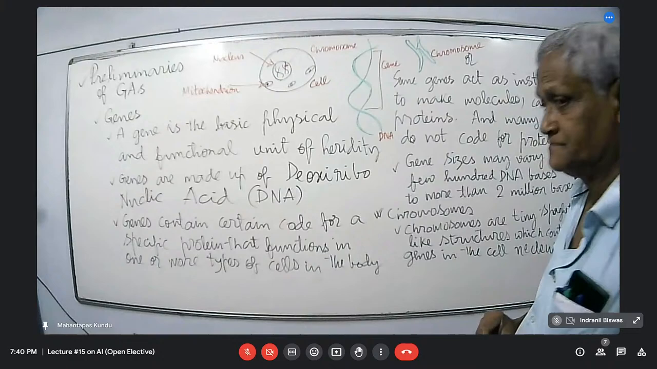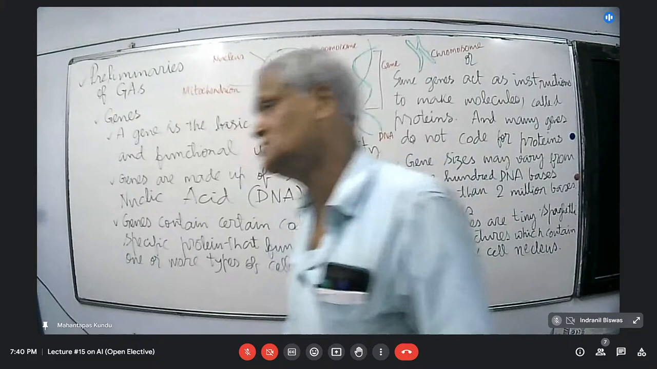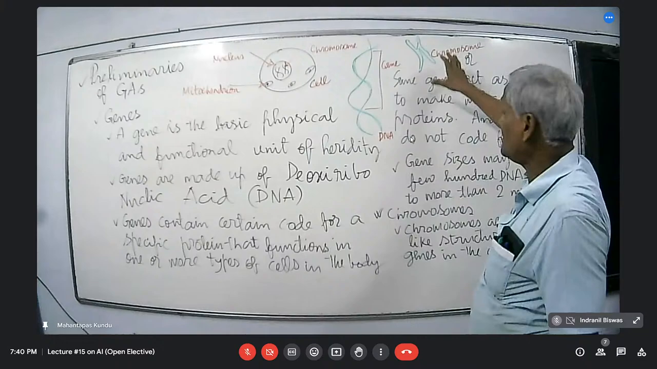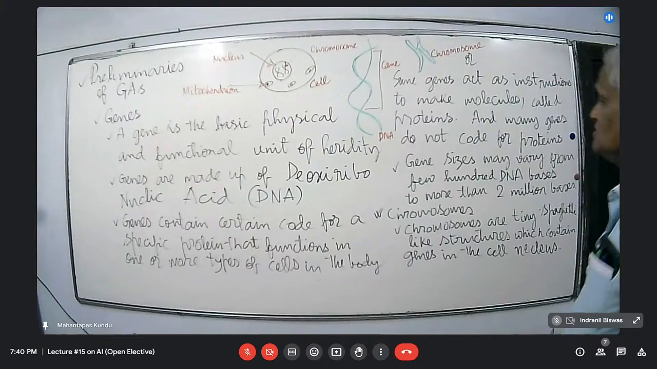But many genes do not code for proteins. They have some separate function also. But this is the very important function of certain genes, that is, they contain code for specific protein that functions in one or more types of cells in the body.